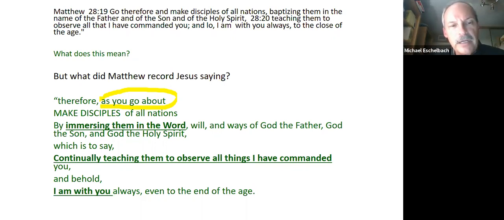Quite the contrary. It's wherever your life takes you, that's the point. You're always an ambassador. You're always going to be making disciples. So that's the imperative, make disciples, and that's the only imperative. There's no imperative to baptize. There's no imperative to teach. As you go about is a participle, just a sort of attendant circumstance.